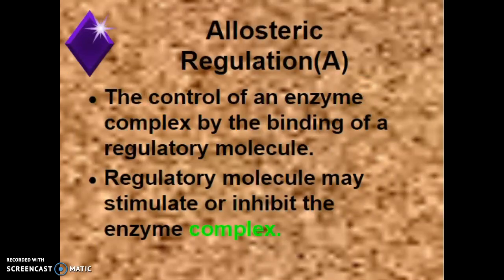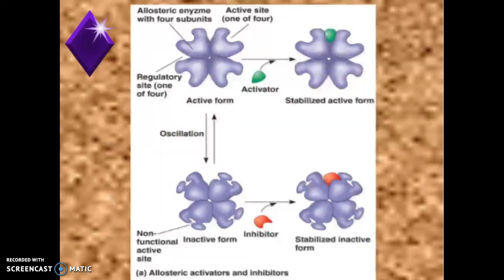Next up is allosteric regulation, and that's basically our control mechanism, where we don't want an enzyme to be active all the time, so we're going to bind a regulatory molecule to it. We could have positive regulation, we could have negative regulation. We could turn the enzyme on, we could turn the enzyme off.